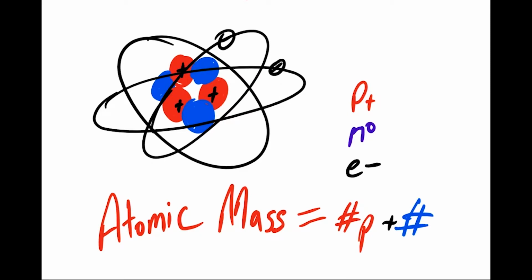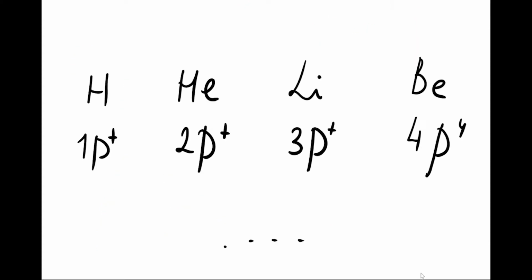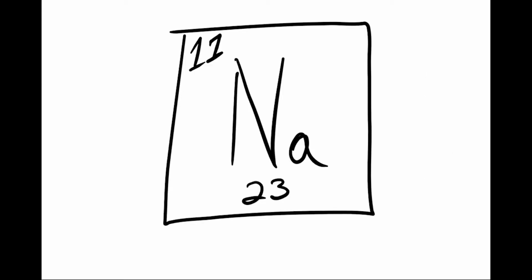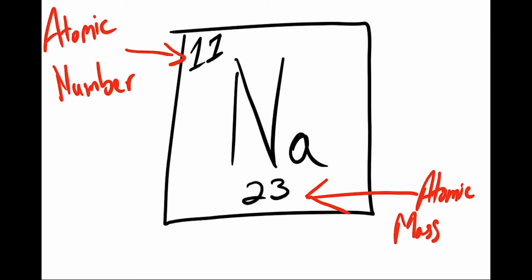The proton determines which element the atom belongs to. The weight of all of these combines to give the atomic mass of the element. The atomic number of the atom is determined by the number of protons. This is how elements appear on the periodic table. The atomic mass is shown here. The atomic number is shown here.